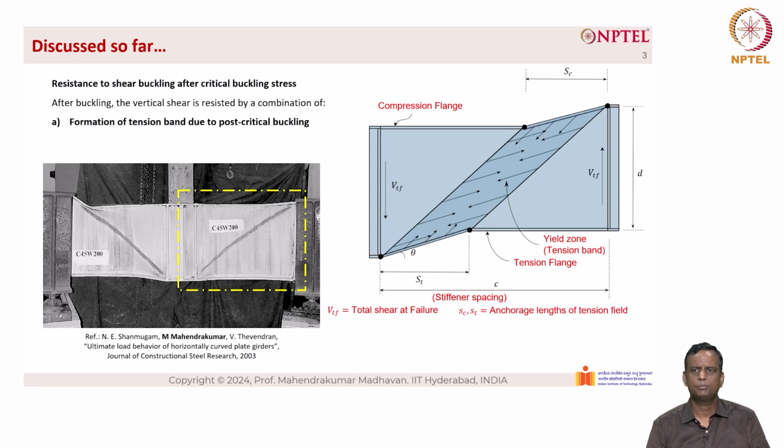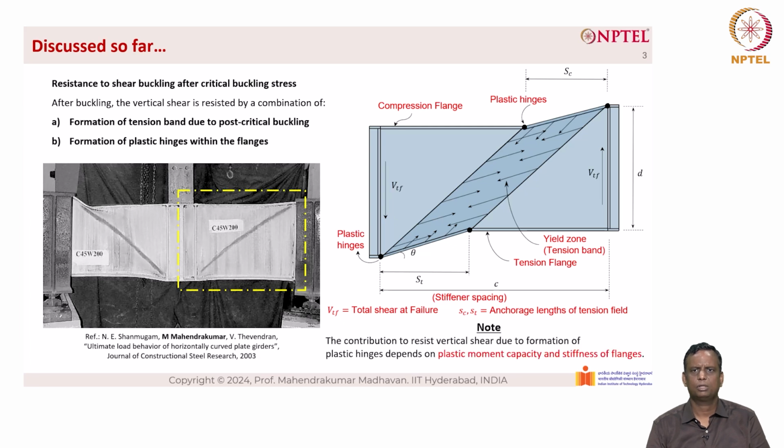So, S sub C and S sub T are the anchorage lengths due to tension field action, and the contribution of the anchorage lengths and the formation of plastic hinges also contributes to resistance to shear buckling after critical buckling stress, and it is denoted as formation of plastic hinges within the flanges. The plastic hinges are denoted here at the top as well as at the bottom. Note, we need to understand that the contribution to resist vertical shear due to formation of plastic hinges depends on the thickness of the flanges, that indirectly contributes to the plastic moment capacity as well as the stiffness of the flanges.